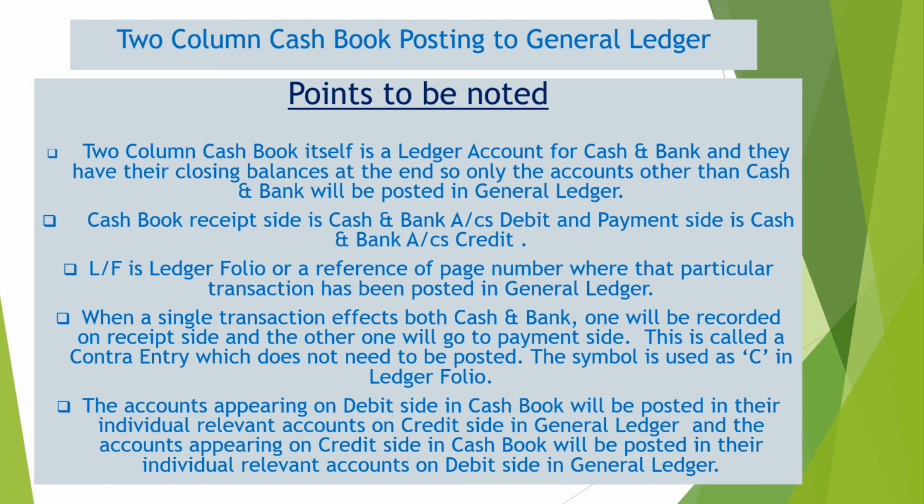The accounts appearing on debit side in cash book will be posted in their individual relevant accounts on credit side in general ledger. And the accounts appearing on credit side in cash book will be posted in their individual relevant accounts on debit side in general ledger.